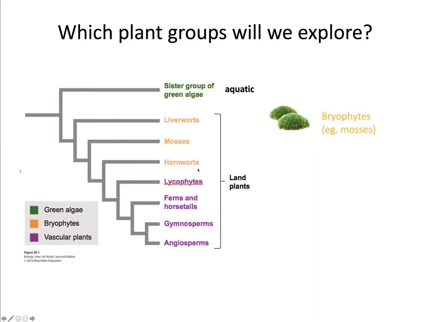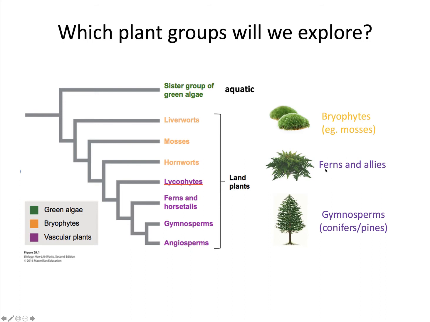So the bryophytes, a great example of bryophytes are mosses, so you should become familiar with this term bryophytes and try to get that mental image that a bryophyte is a moss. Ferns and allies, if you can think of a fern and get that in your head, just remember that's another particular plant group that we're interested in.